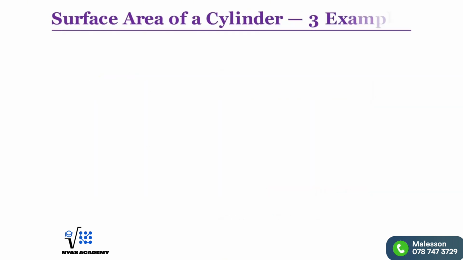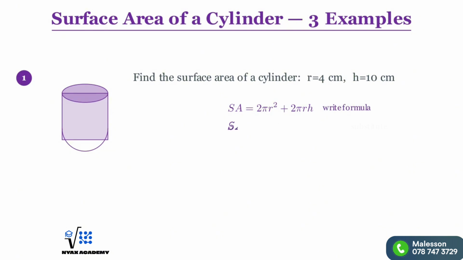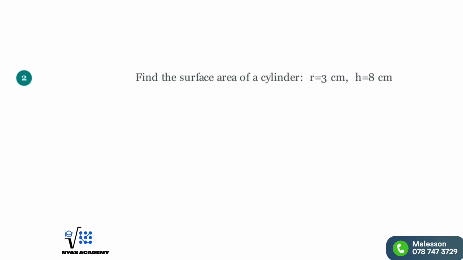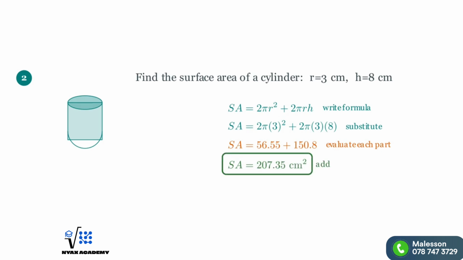Let's take a look at an example. We are given a cylinder with a radius of 4 centimeters and a height of 10 centimeters. We write down our formula and substitute our values, and we find a surface area of 351.86 square centimeters. For our second example, we are having a radius of 3 centimeters and a height of 8 centimeters. We write down our formula and we substitute, getting a surface area of 207.35 square centimeters.